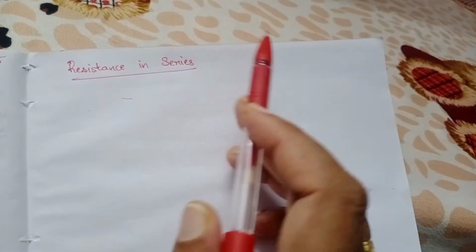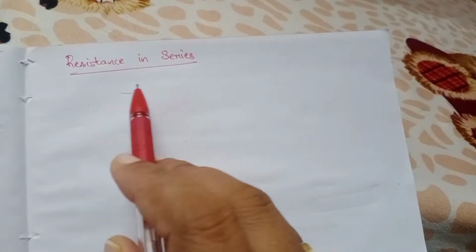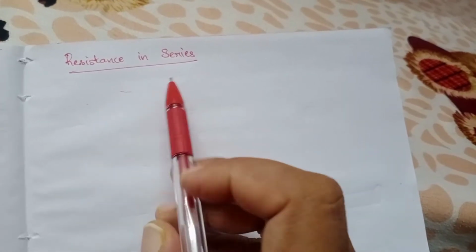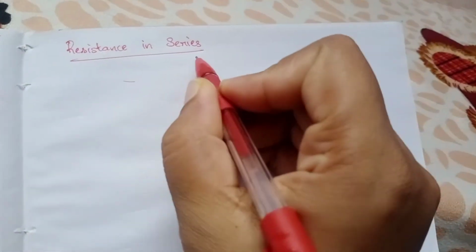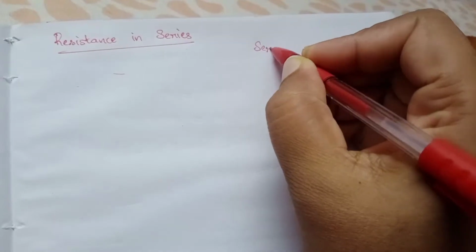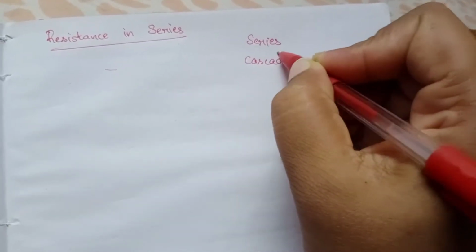We already know what is resistance, right? So now we are going to find out what happens to the voltage and current when the resistances are connected in series. So what do you mean by series connection? Series connection, we also call it cascade connection.